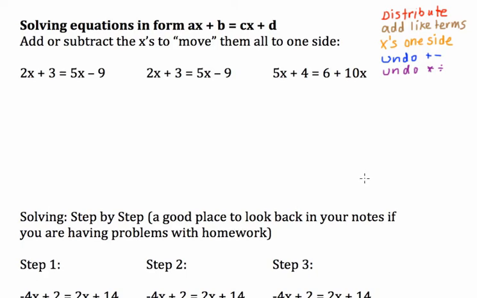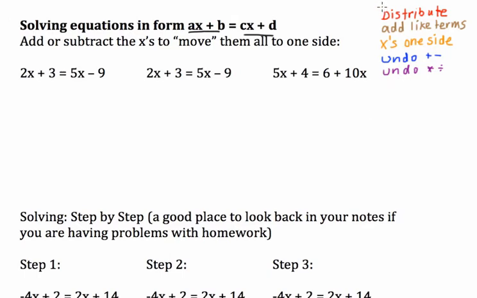So far, the equations that we have been solving have been getting more complicated, but they've always had the x's on just one side. Now we will work on solving equations that have x's on both sides. To get around this, what you want to do is add or subtract the x's to move them all to one side. Notice over here I've listed my steps.